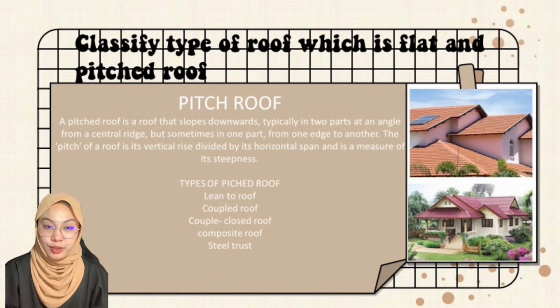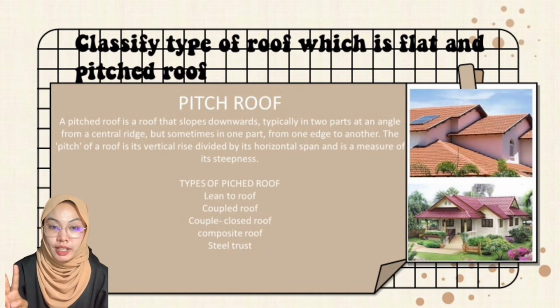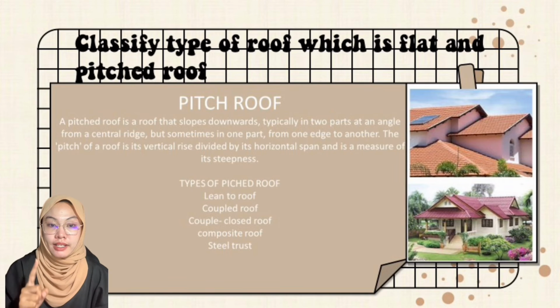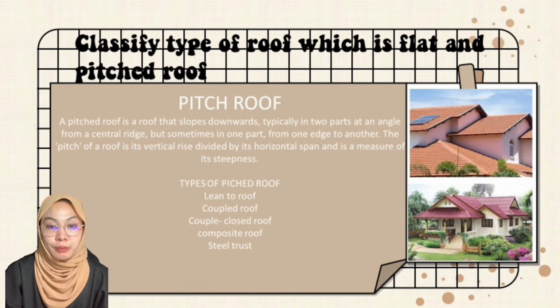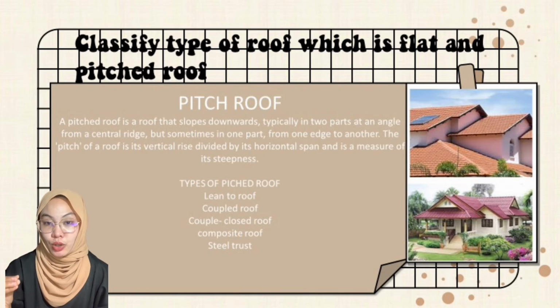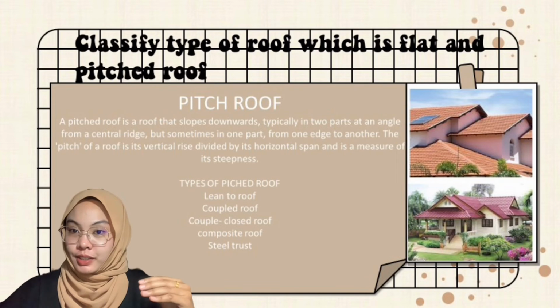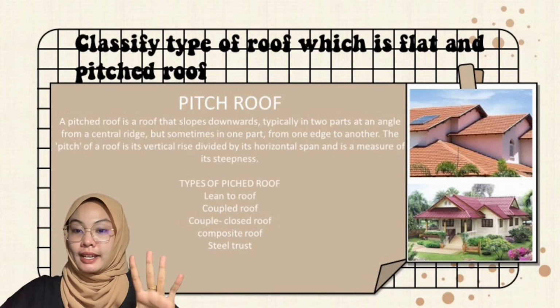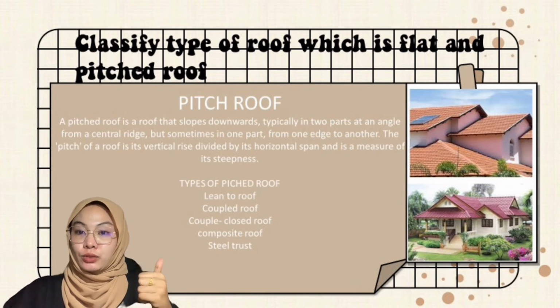Types of pitched roof. A pitched roof is a roof that slopes downward, typically in two parts at an angle from a central ridge, but sometimes in one part from one angle to another. The feature of a pitched roof is a vertical rise divided by its horizontal span and is a measure of its steepness. Pitched roof ada 5 bahagian, iaitu first, lean-to roof.